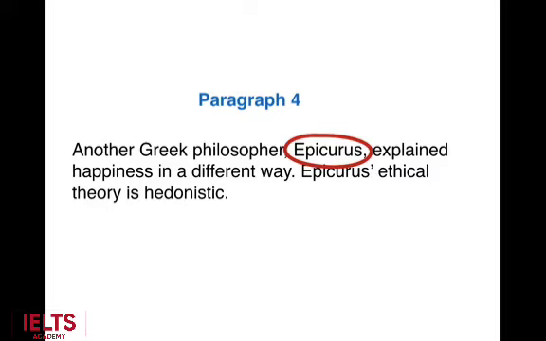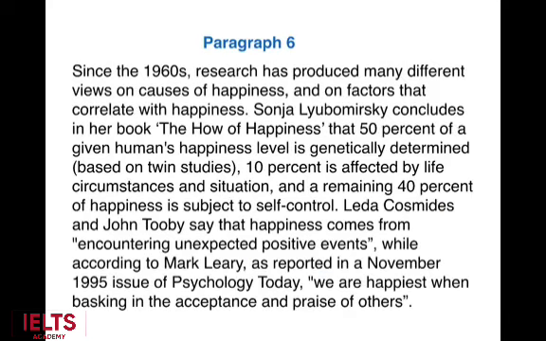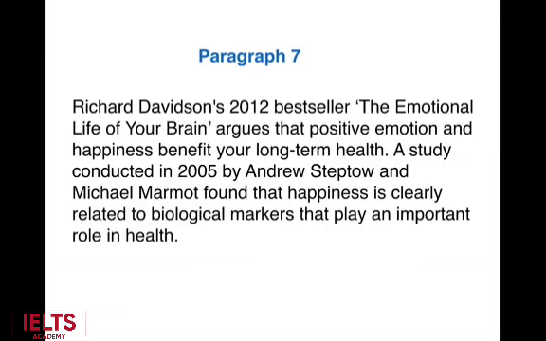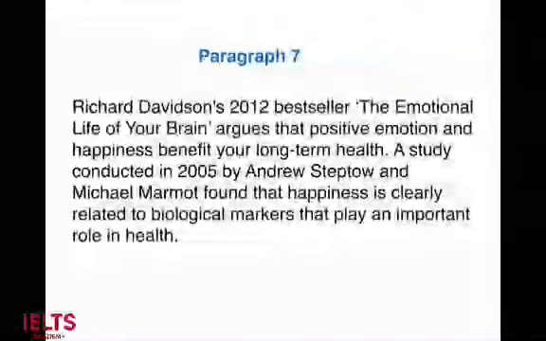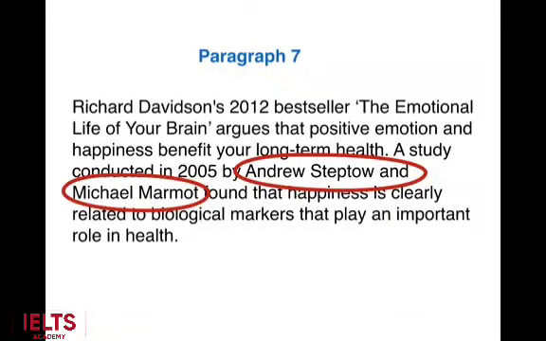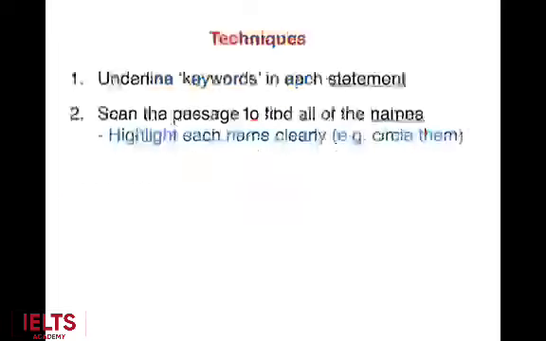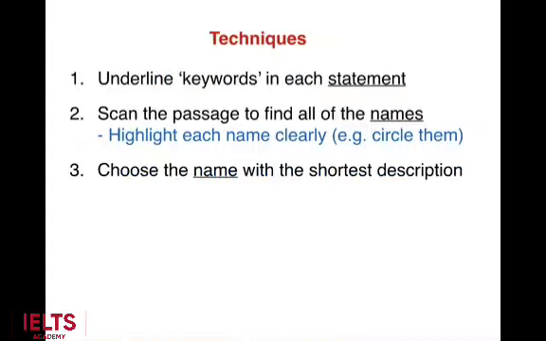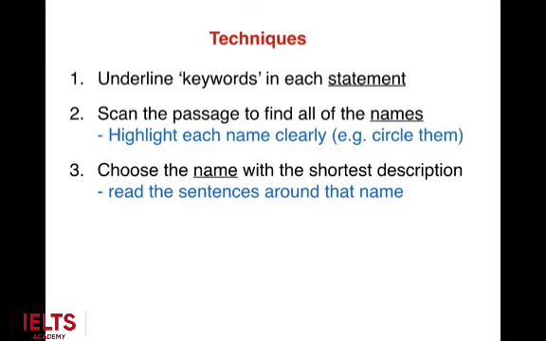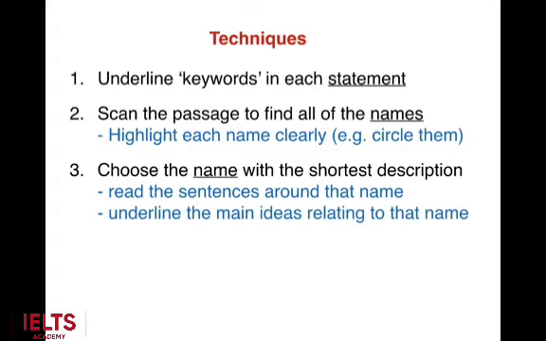He's mentioned a lot more than that right through the paragraph. In paragraph 6, we have 2 people mentioned, Sonia Lyubomirsky and Mark Leary. Then finally, in paragraph 7, we have these 2 people mentioned together, Andrew Steptoe and Michael Marmot. So we've highlighted all the places that these names appear in the text, and then we can go back to our next technique. Number 3, choose the name with the shortest description, read the sentences around that name, and underline the main ideas relating to that name.